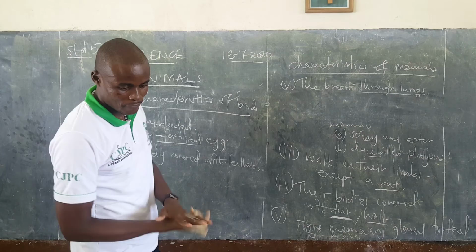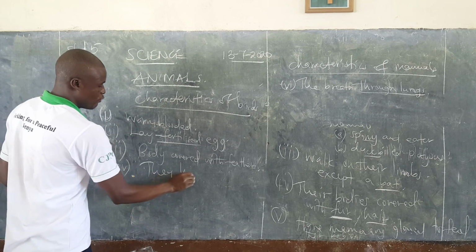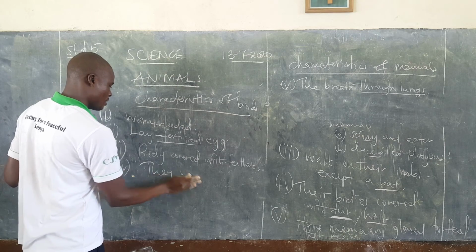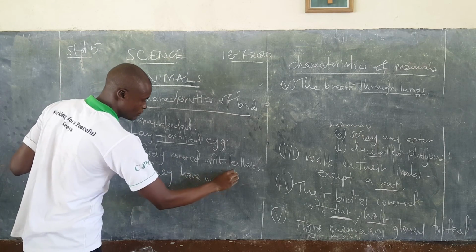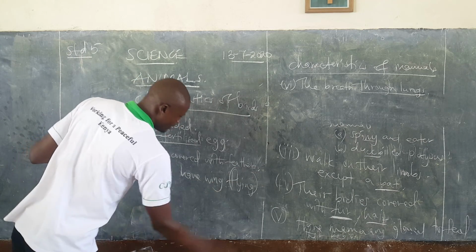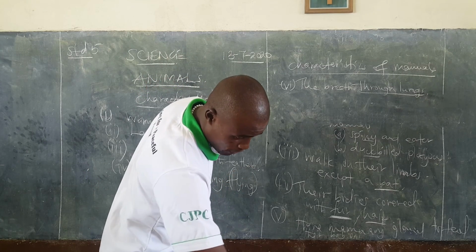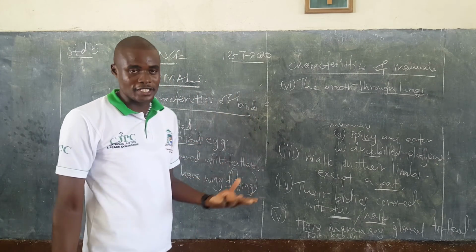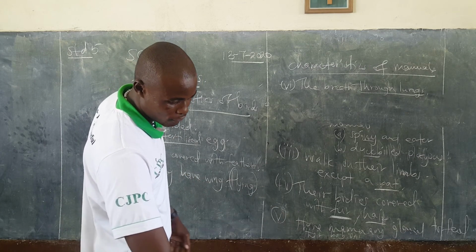And then another one is that they have wings. And we know the work of the wings. The wings are for flying. They have wings for flying. Hence, most of them fly. Actually, all of them fly, except some cannot fly for a longer time. Some can only fly for a few minutes.